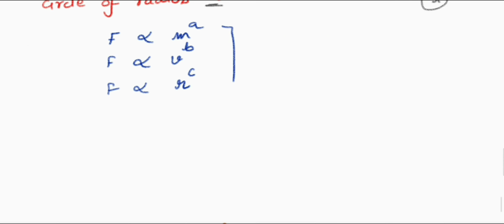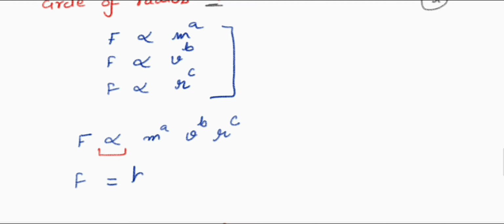So now we have to combine all these three things. So we can say F is directly proportional to m raised to power a, v raised to power b and r raised to power c. Now we have to replace this proportionality with an equality sign. For that we can write F is equal to k, which is a dimensionless constant, times m raised to power a, v raised to power b and r raised to power c.